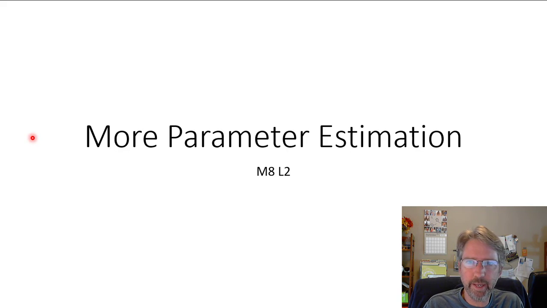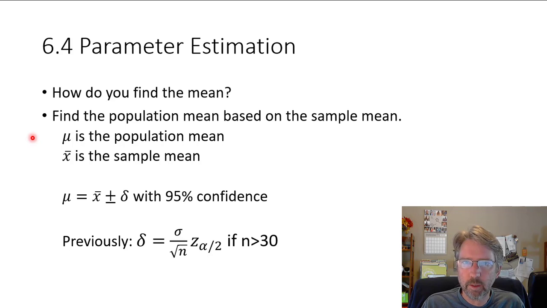Okay, so let's take a look at more parameter estimation. The question of parameter estimation was originally finding the population mean based on the sample mean. Mu is the population mean, x bar is the sample mean, and we'd like to find the confidence interval with a certain confidence level that will estimate the population mean. So we did this before. If n was greater than 30, we used the Gaussian distribution table and this equation here.